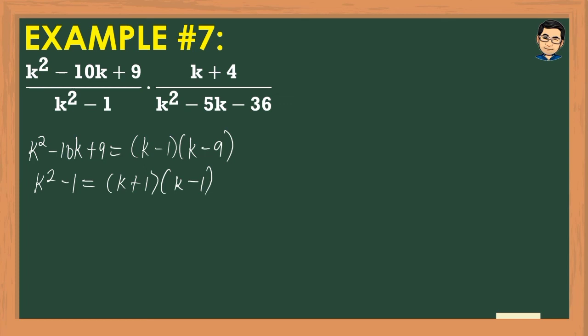Okay. Next, k plus 4, retained lang po yan, kasi hindi na natin pwedeng i-factor pa. And then, k squared minus 5k minus 36 using general quadratic trinomial.